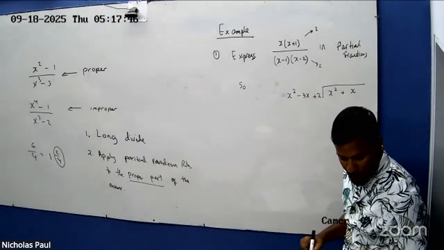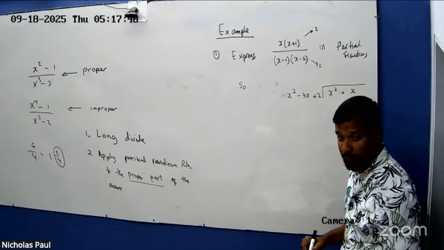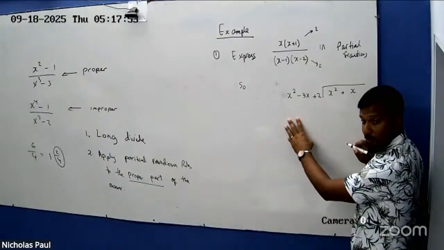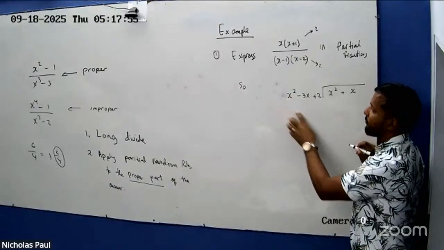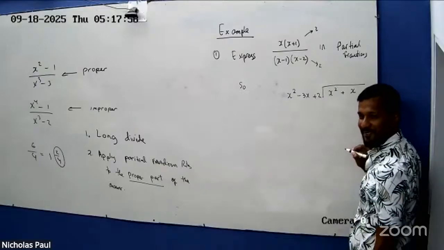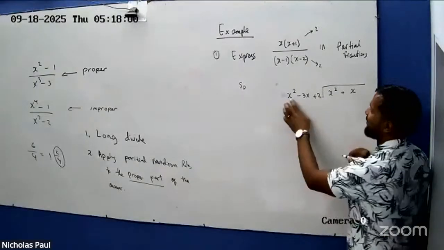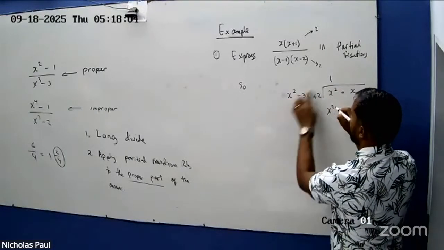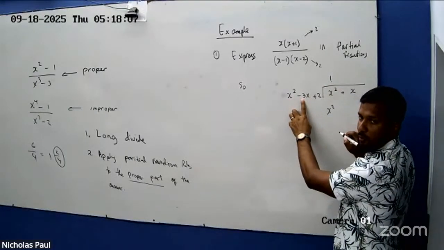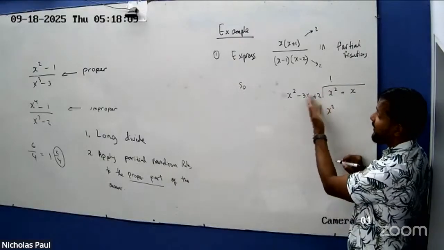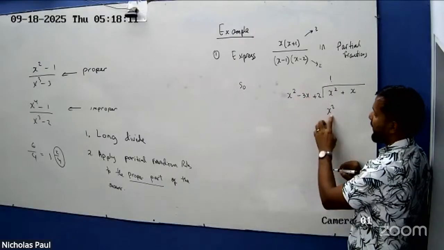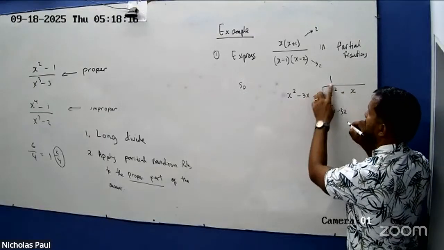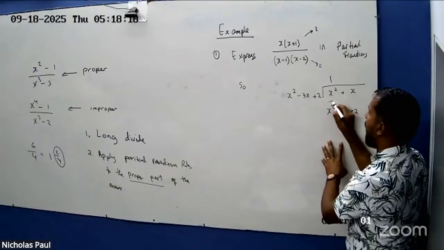You remember how to long divide? Okay. x squared into x squared is 1. And 1 multiplied by x squared is x squared, then you subtract. You have to multiply it out first: 1 times x squared is x squared, 1 times minus 3x is minus 3x, 1 times 2 is 2. Now you can subtract.